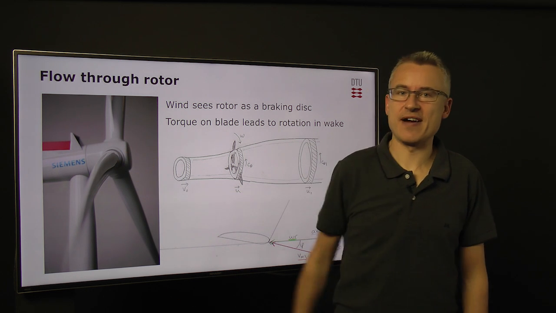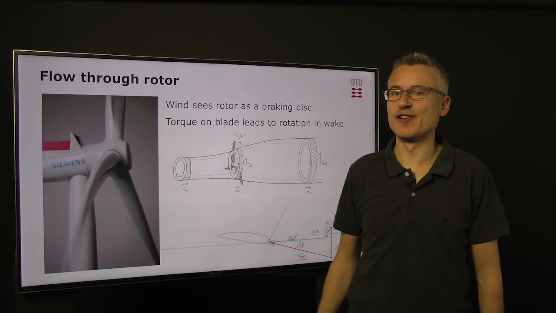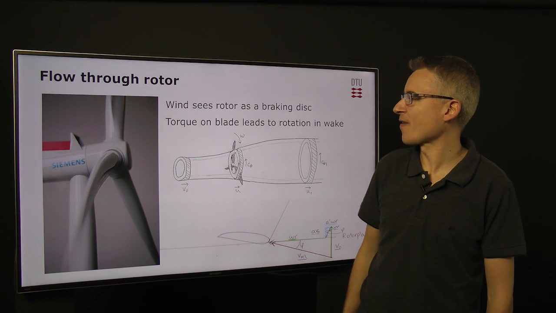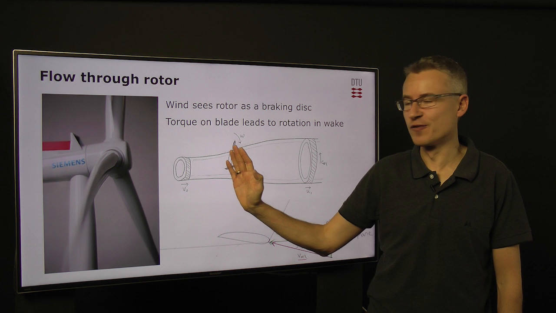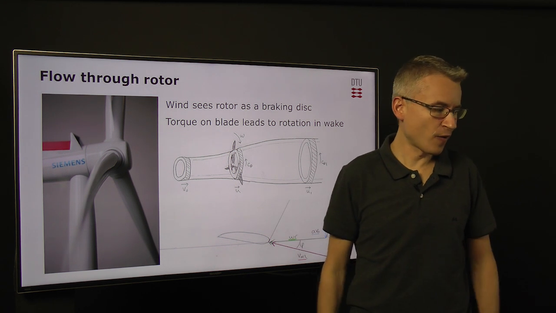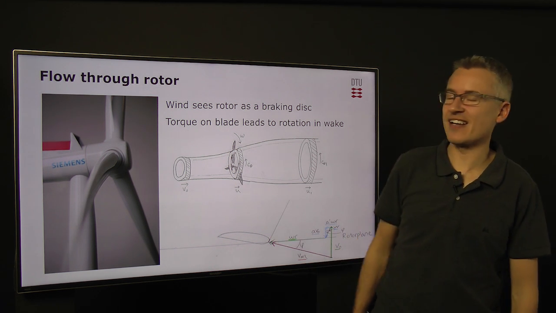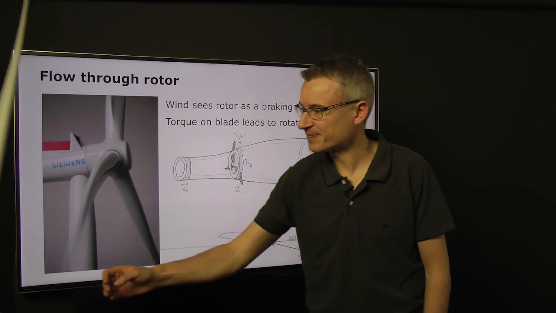The role of the wind turbine is to extract velocity from the wind and to generate power. And we know that it acts to brake the wind, because the wind loses velocity. But there's something more going on in the flow, and I'd like to show you that on a real turbine.